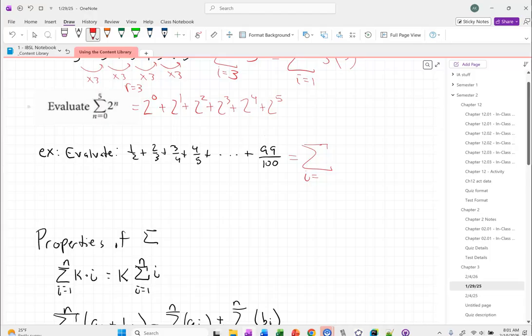So if I do that, if I look at the numerators, 1, 2, 3, 4, all the way up to 99, is that arithmetic or geometric? Arithmetic, great. What is the d? 1. What is the first term? 1. So it's basically just i, right? Okay, if I look at the denominator, is that arithmetic or geometric? 2, 3, 4, 5, etc. Also arithmetic. What's the d? 1. What's the first term? 2. I plug that in, I should get i plus 2.